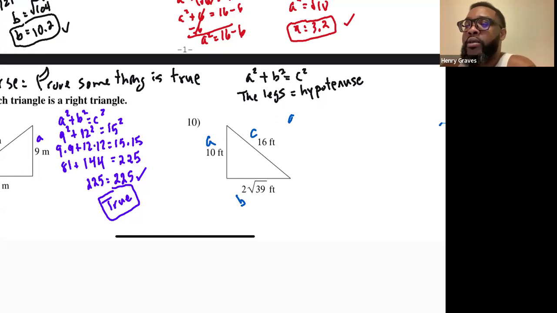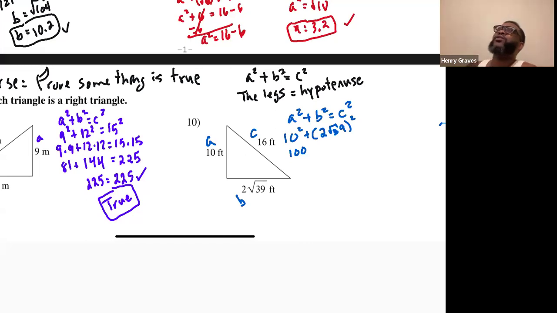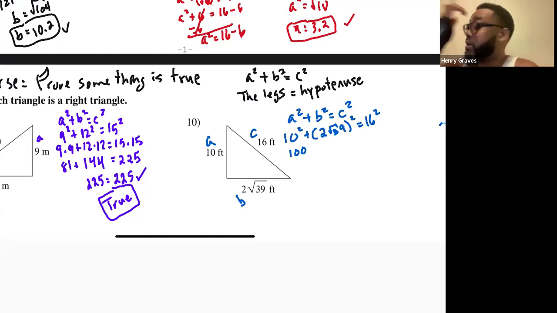A is 10 squared, which I know is 100, right? B squared, I need to write it in parentheses. 2 root 39 squared is equal to 16 squared. I think 16 squared is, gosh, I want to say 260 something. Yeah, 256. Okay, I was close. 256. Okay, so here's where we need to do some math and algebra.